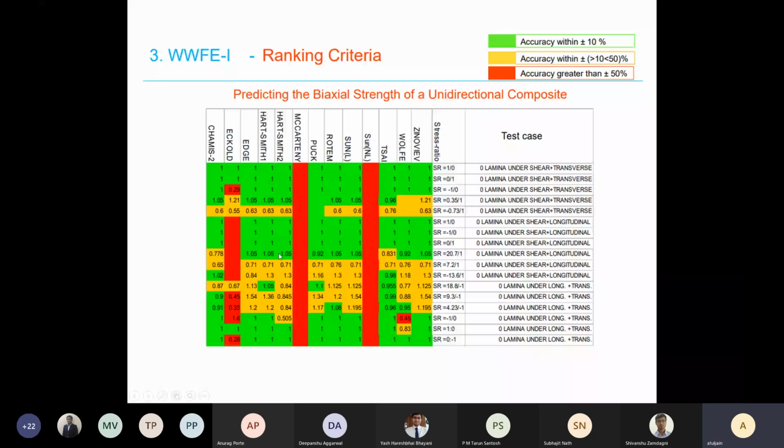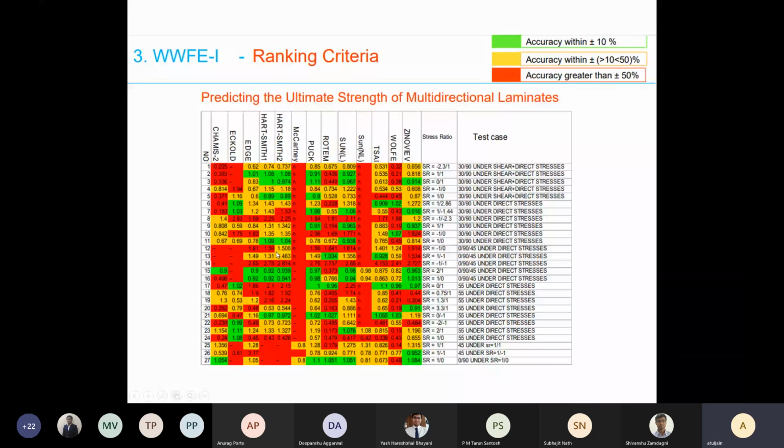Now, when you do it for multi-directional, meaning it is not only 0 degree, but 30, 90, 55 degree, then you see that the predictions fall even worse. There are some models which were completely off, and there is no one model which was able to predict correctly all the different cases. In fact, there is not even one model which is green and orange for the entire data that was provided to them.